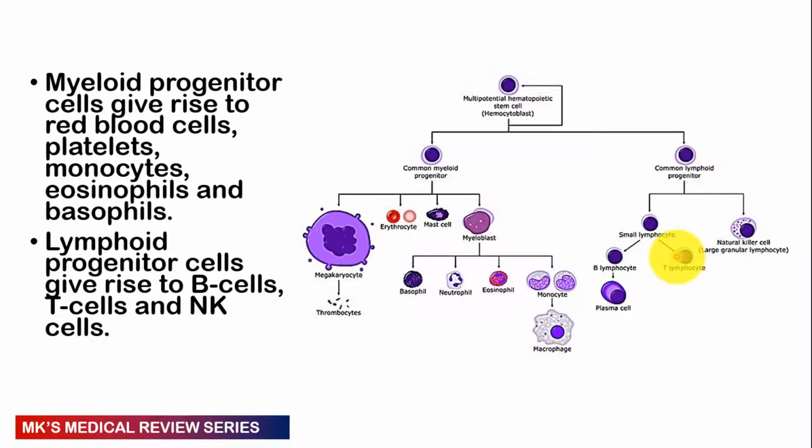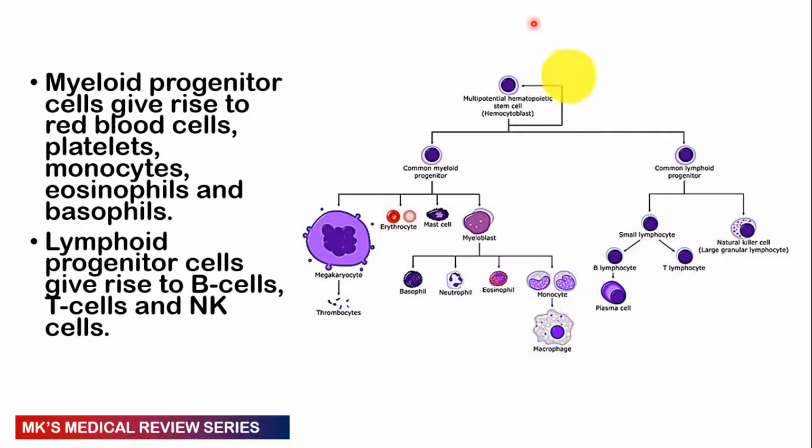Remember that there are different types of T cells. There are T killer cells, T helper cells, T suppressor cells. Then you have the common myeloid progenitor cell on the other hand, which can give rise to a megakaryocyte, which eventually forms thrombocytes or platelets, erythrocytes, which are red blood cells, mast cells, and a myeloblast, which gives you the other white blood cells: the basophils, the neutrophils, the eosinophils, and the monocytes, which eventually leave the bloodstream and become macrophages.